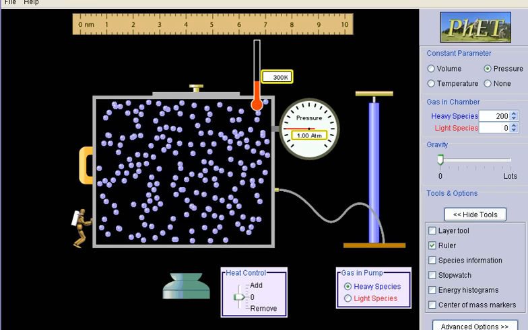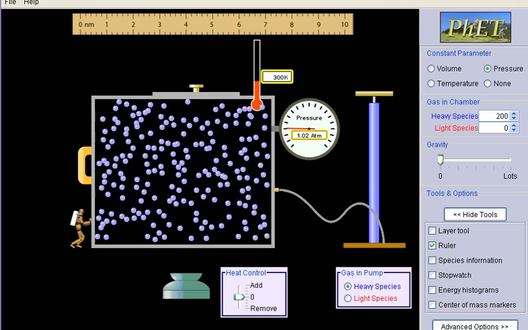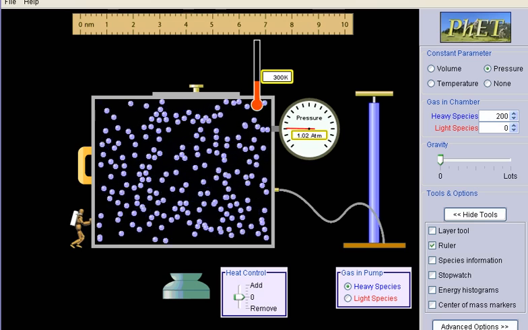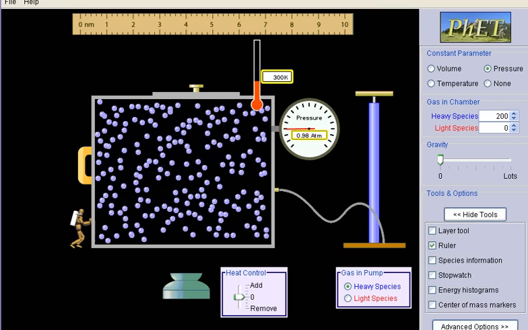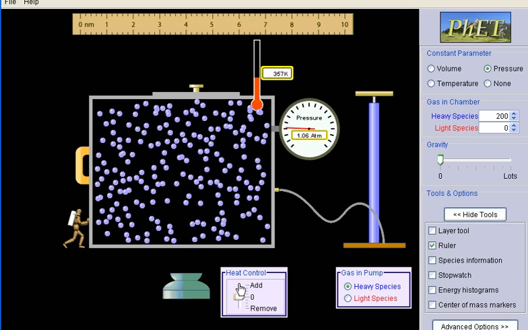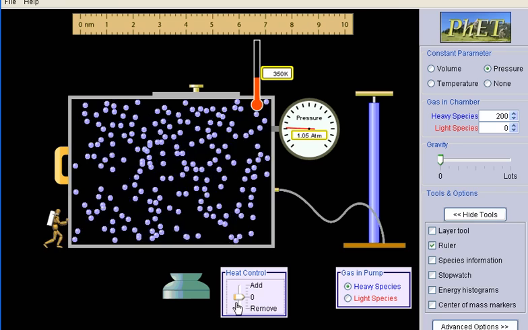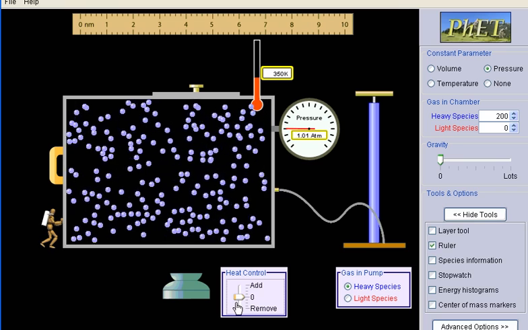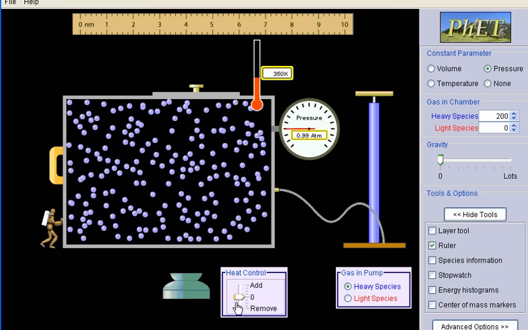Okay, so I'm going to keep pressure constant, and I want to increase the temperature, starting at 300. Let's go ahead and go to 350, or somewhere around 350. Okay, so there's 350. Now, my pressure is back at 1.0.